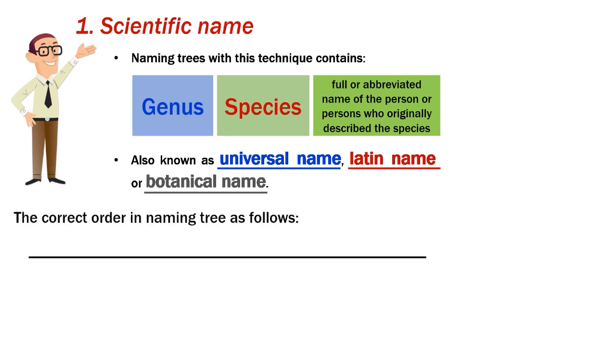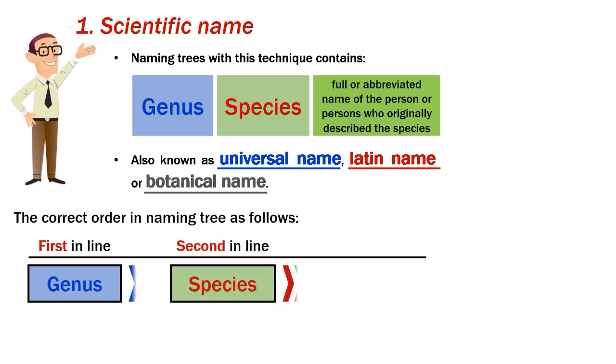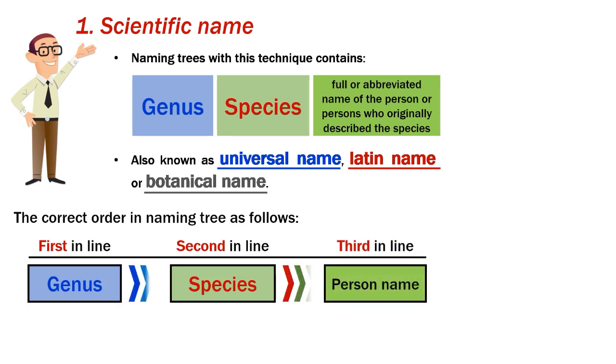So the correct order in naming trees is as follows. First in line, you have to write genus. Second in line, you have to write species. And the third is the person's name.